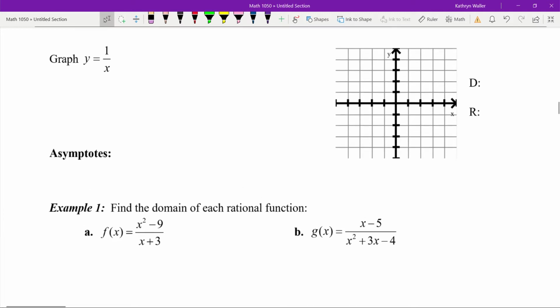Everybody in the room, tell me something that x cannot be. 0. Can't be a 0, right? So x cannot be 0. The way we're going to restrict x from being a 0 is we're going to draw an asymptote right there. The equation for that asymptote, it crosses the x-axis, so we're going to go x equals, where does it cross the x-axis? At 0.